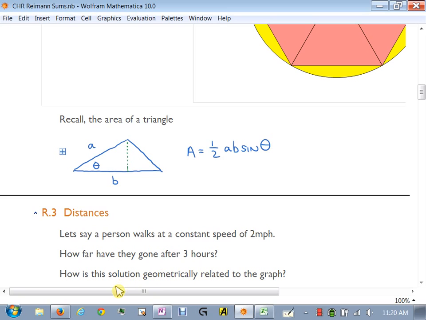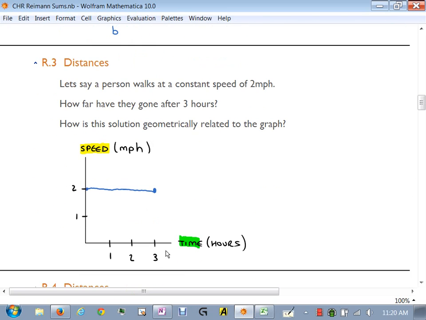Okay, so how is this solution geometrically related to the graph? So if I were to graph time on my x-axis and the speed of the person on the y-axis, then I have a constant speed of 2 miles per hour, right? Then how does the 6 come from this graph? Where is it in this graph? It's the area underneath that curve, isn't it?